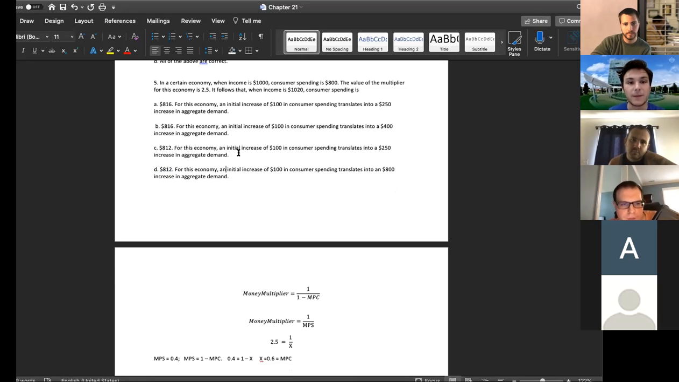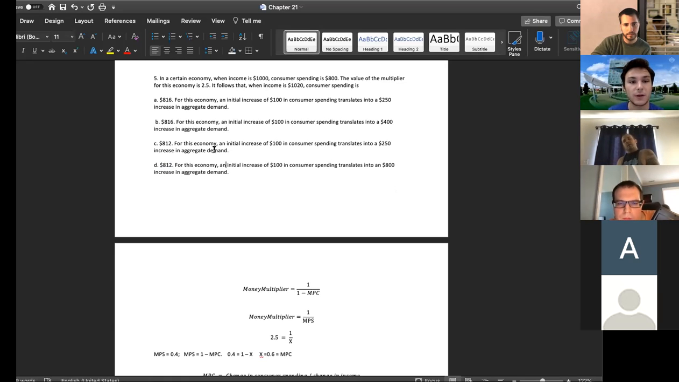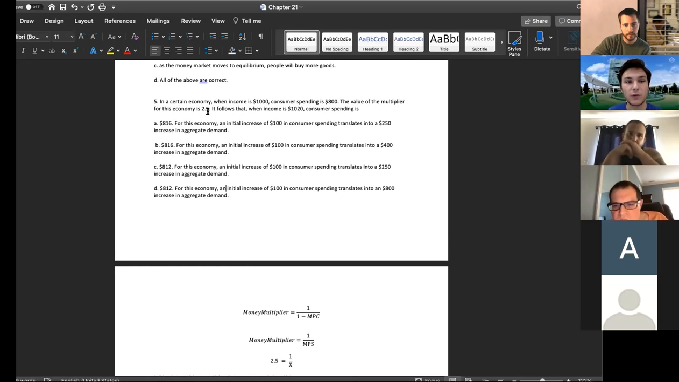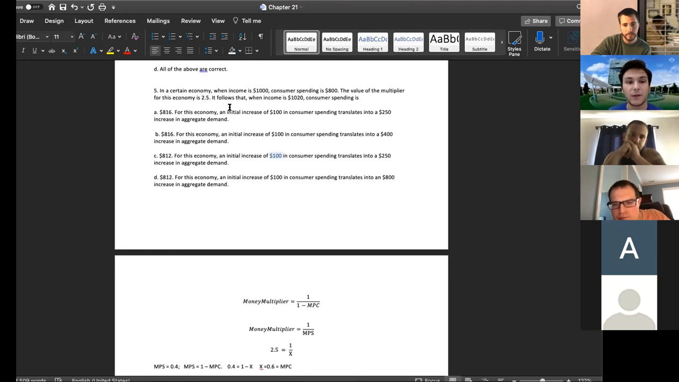For this economy, an initial increase of $100 in consumer spending translates into a $250 increase in aggregate demand or an $800 increase. The way you figure that out is you take the consumer spending and multiply it by the money multiplier. So $100 of an increase in consumer spending, and 100 times 2.5 is going to be 250. So in this case, C is going to be our answer. And if you didn't know the first part and had to just eliminate choices, you could have just done 100 times 2.5 and already eliminated B and D.